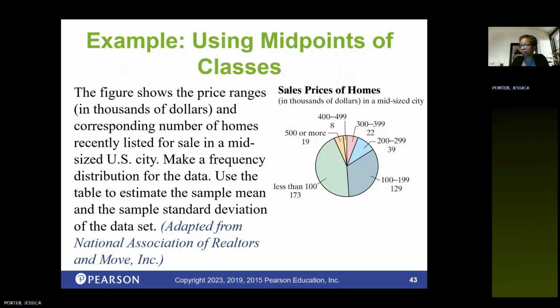All right. Using midpoints of classes. Let's walk through a couple. We're almost at the end. The figure shows the price ranges and corresponding number of homes recently listed for sale in a mid-sized U.S. city. Notice they have from 400 to 499, from 300 to 399, and they've got the frequencies listed there as well.